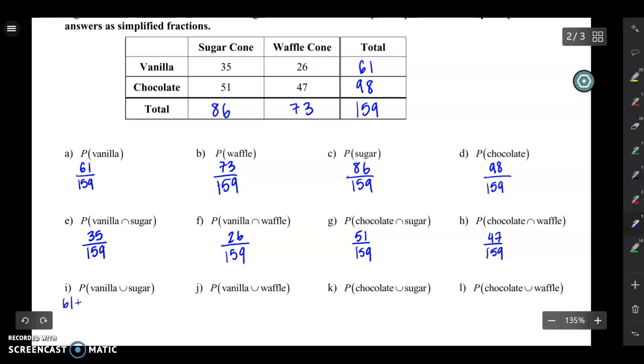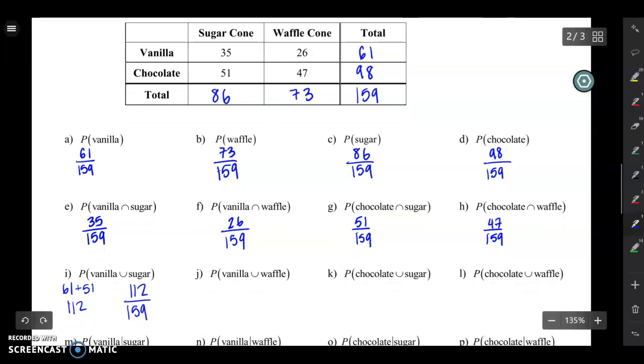And there are 51 people that ordered chocolate ice cream on a sugar cone. So I want to make sure I count those people. So 61 plus 51 is going to be 112. That's the total number of people that ordered vanilla ice cream or sugar cone or both. So my probability is 112 over 159.